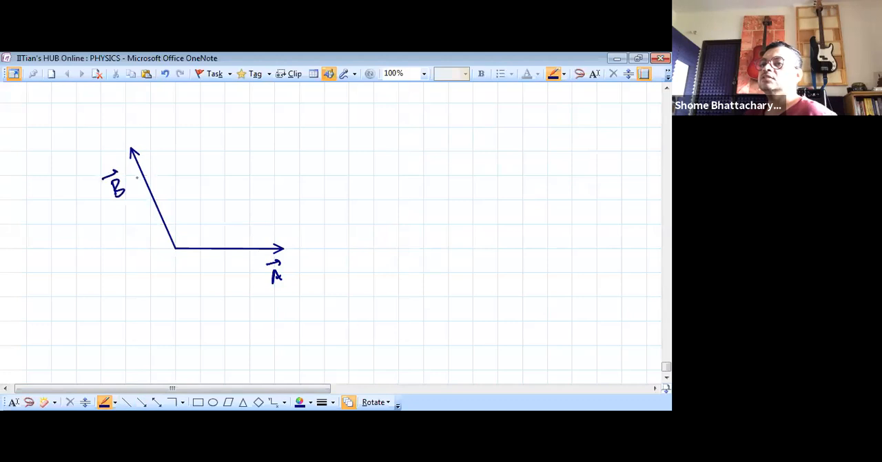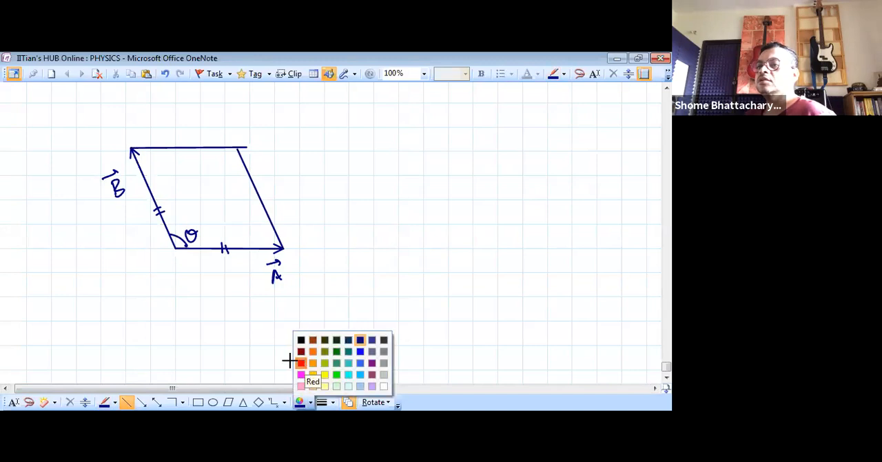So this is A and this is B. These sides are equal because it's a rhombus. Now, completing the rhombus, you can see that now in this shape, you can see that this is the sum. This is A plus B.